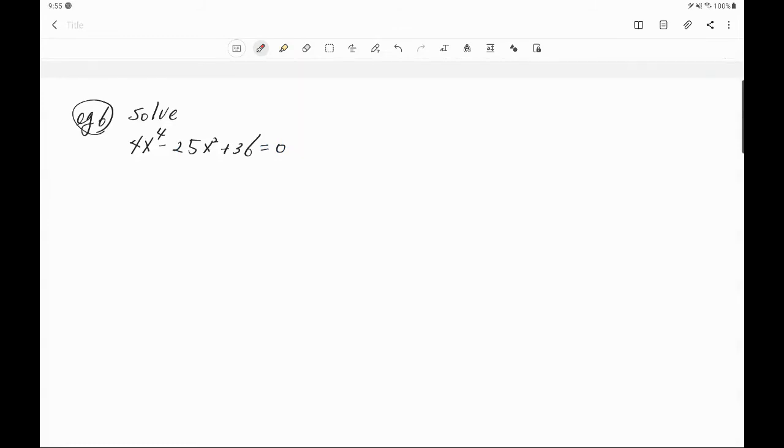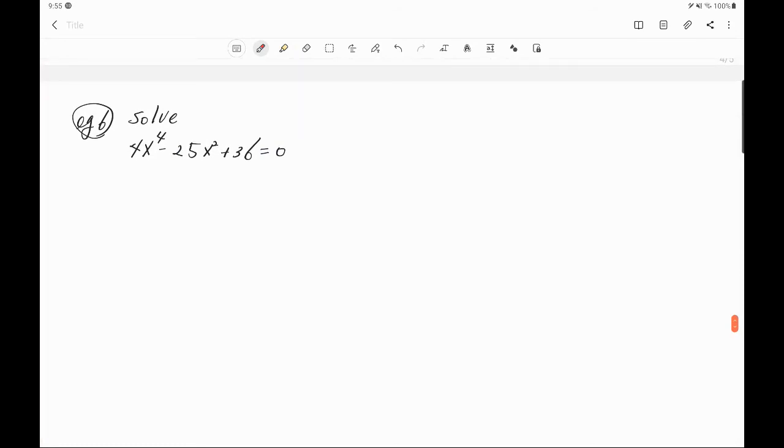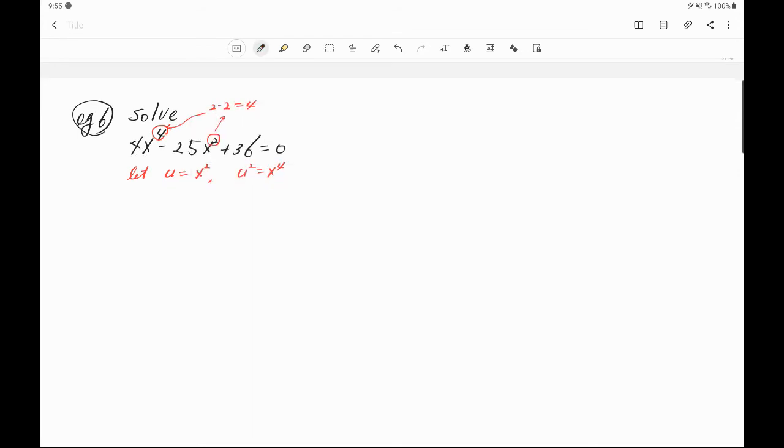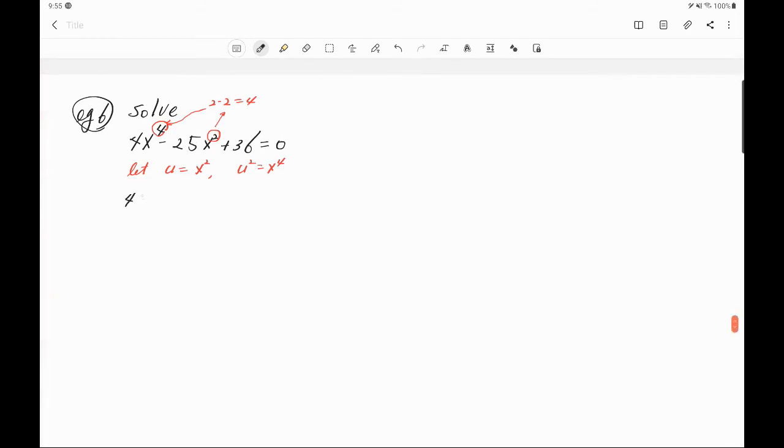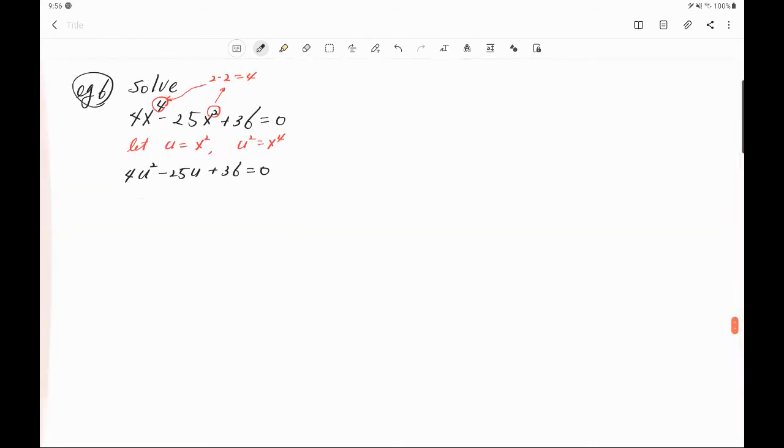We want to solve this 4th power equation. We can convert this into a quadratic form because 2 times 2 equals 4, right? So this 4 is this guy. So we can let u be x squared, and then u squared will be x to the 4th power. So we can convert this equation into a quadratic form: 4u squared minus 25u plus 36 equals 0. Since this equation is quadratic, we can solve for u.